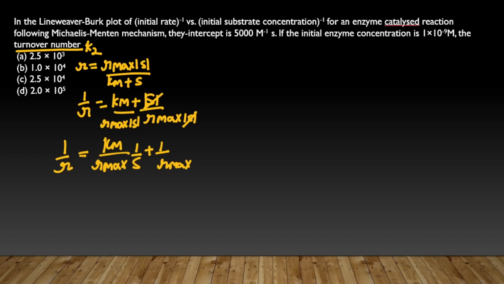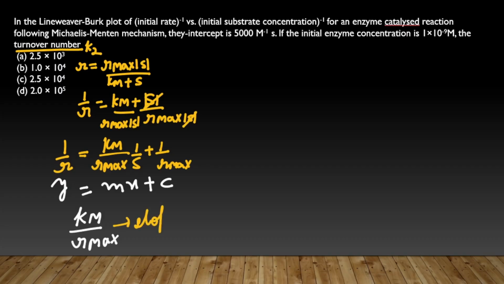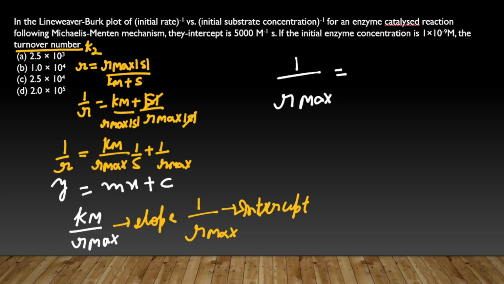So the plot is for y is equal to mx plus c. So from here the slope value, which is Km upon R max, is not given to us. And the intercept is 1 by R max. This is your intercept and its value is given to us as 5000 molar inverse. So which means 1 upon R max is equal to 5000 molar inverse.